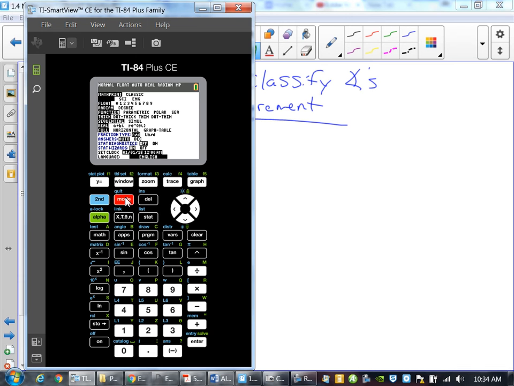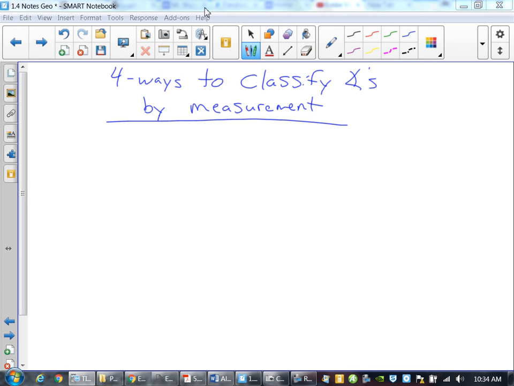So anyway, we go back to classifying angles by their degree measures. What is one type of angle? A right angle. All right, what is a right angle? A right angle is 90 degrees. Good.